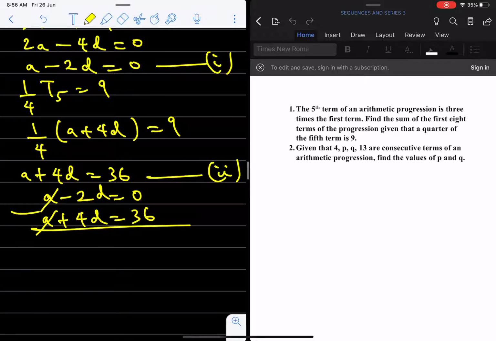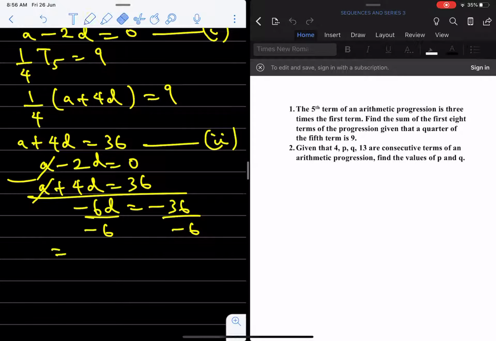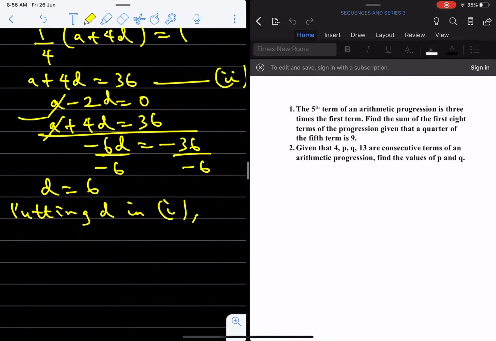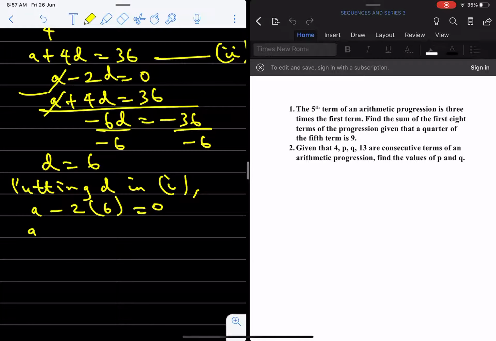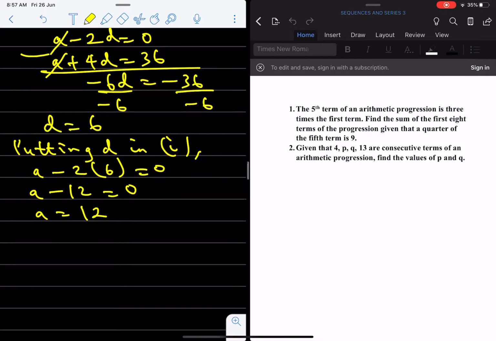a minus a is 0, minus 2d minus 4d is minus 6d. 0 minus 36 is minus 36. And we can divide both sides by minus 6 to get d. And that means d equals 6. Now putting d in 1, I need that to get a. Equation 1 is a minus 2d equals 0. And that means a minus 2 times 6 equals 0, which means a minus 12 equals 0. And that means a equals 12.